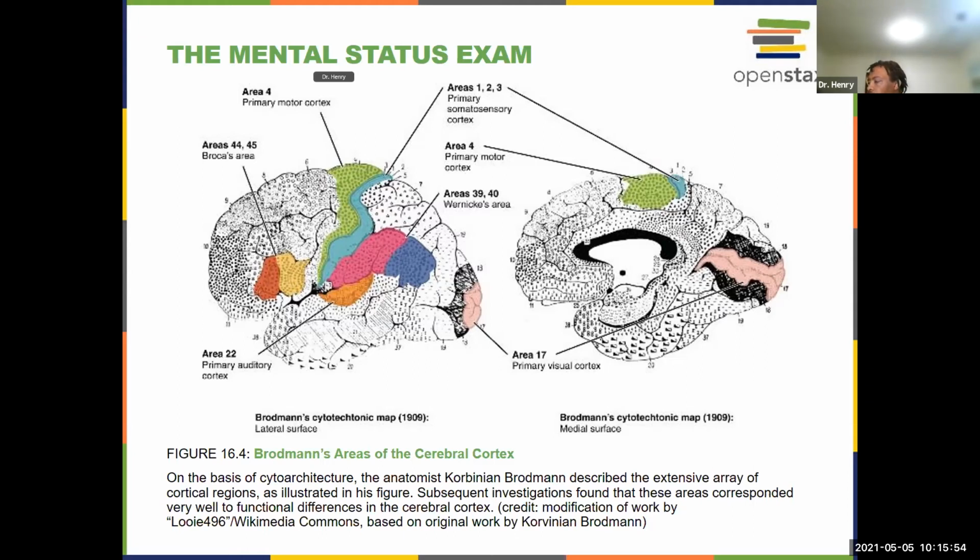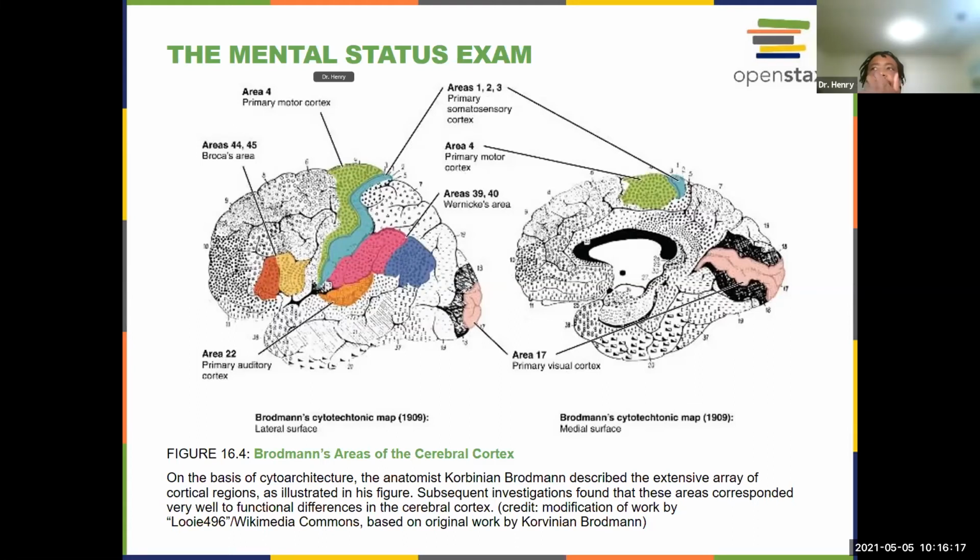So the sensory homunculus, which, if I remember correctly, means little man. You guys remember the picture of the portion of the cerebral cortex with the leg on it and the arm and all of that stuff. I showed it a couple of slides back.